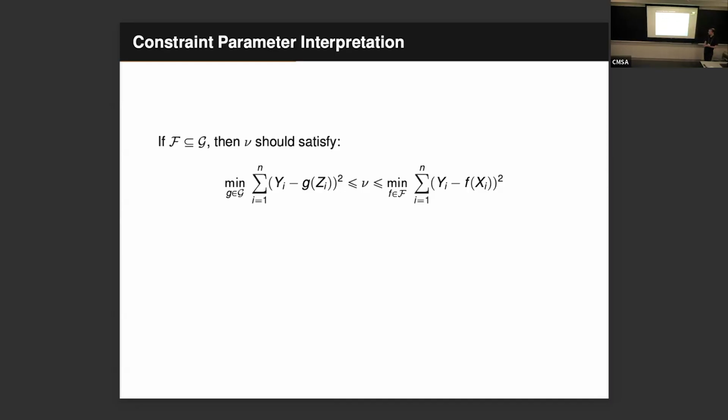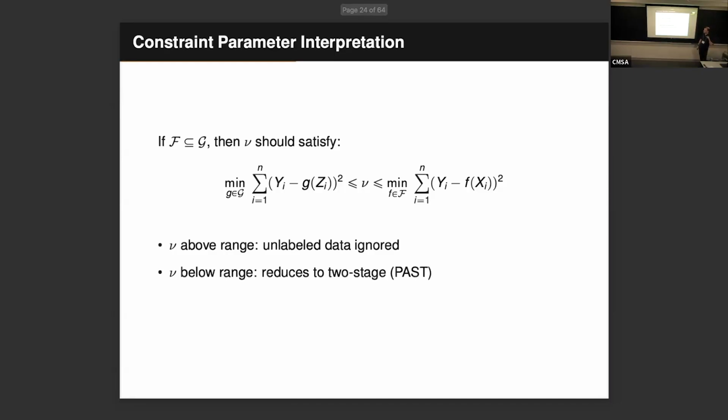Okay? And so if I'm above this range, so if nu is equal to this or above it, then actually the unlabeled data is just completely ignored. If I'm below this range or at the lower end here, this actually just reduces to the first algorithm I presented by Xia and Wainwright, by Eric and Martin, which is the prediction aided by surrogate training. And I'll show you a few examples that show that you really actually, in most cases, want to be somewhere in between these two extremes. Okay, so let's see an example of that.